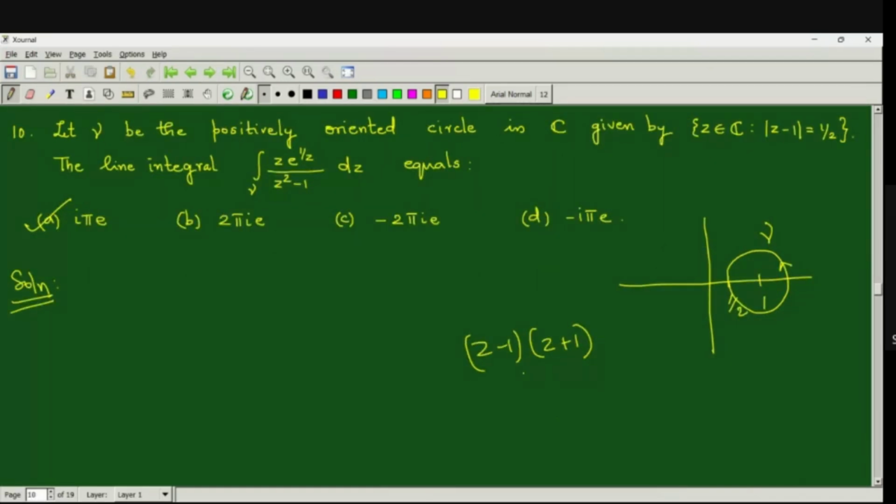Now, what is the zero? The only zero inside that is 1. So this is going to be the singular part. The other part is Z e power 1 by Z by Z plus 1. Now put Z equals 1 in this, and that is e by 2, into 2 pi I. So the answer is e pi I. That's all.